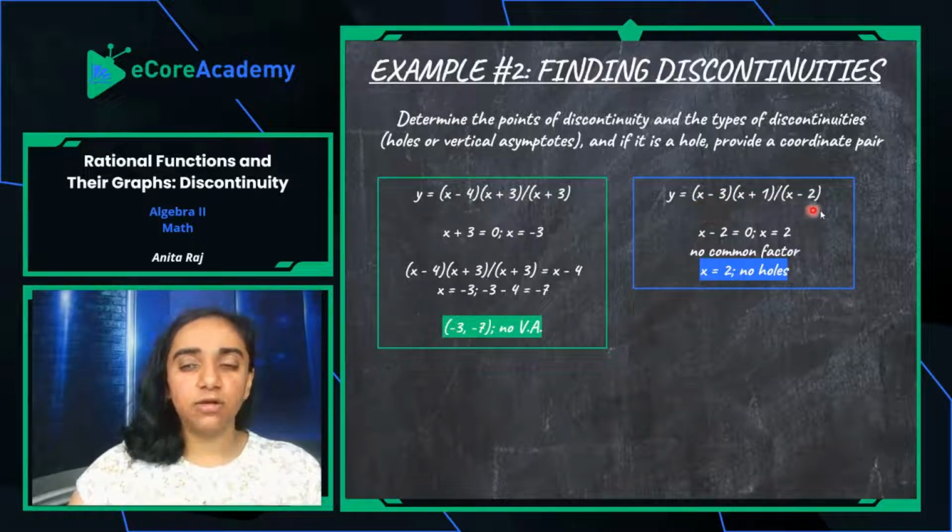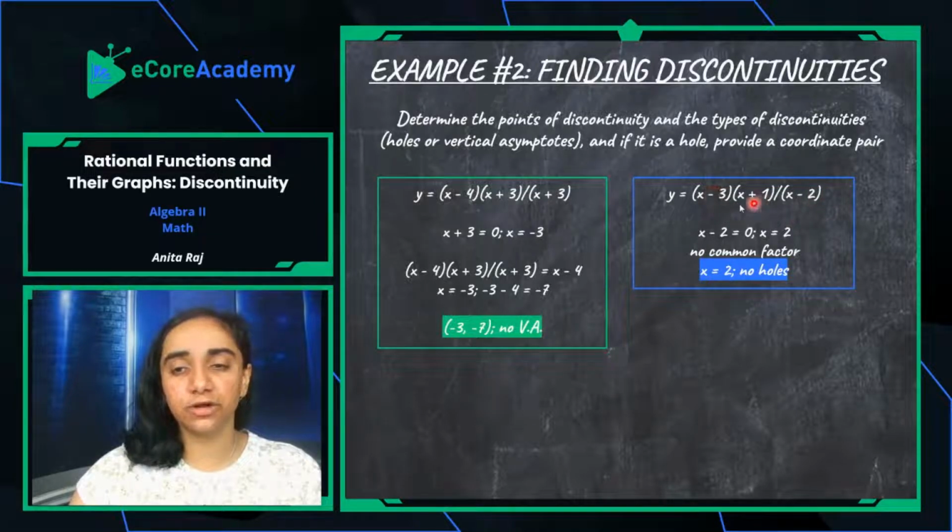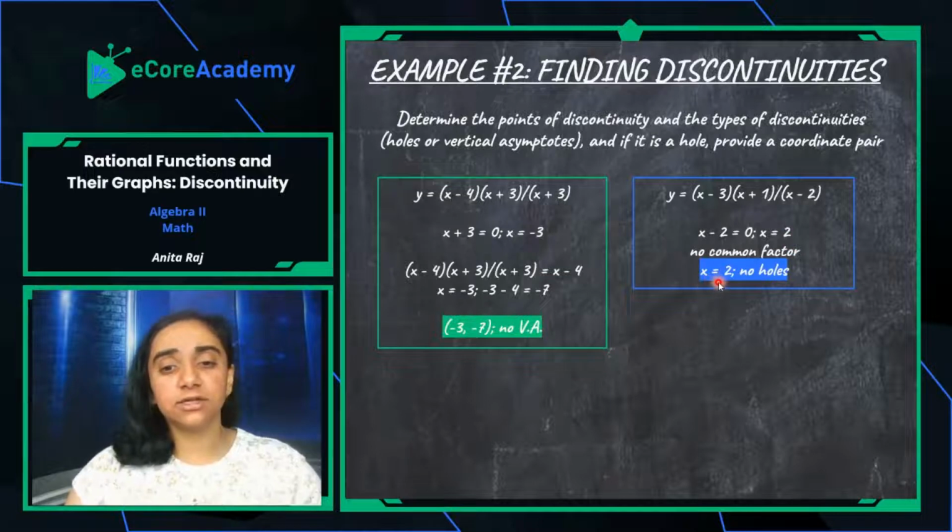And you can see that all of these factors are different. So there's no common factor between the numerator and denominator. There's no x minus 2 in the numerator, so there's no common factor, no similarities. So this x equals 2 that we found is just going to be a vertical asymptote. It's not going to be a hole. So x is equal to 2.